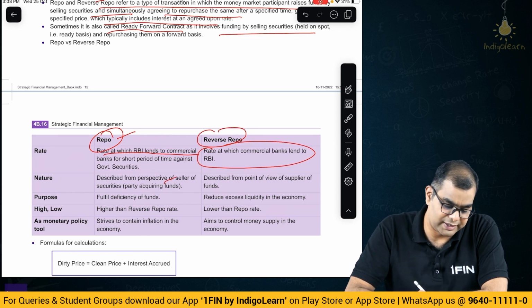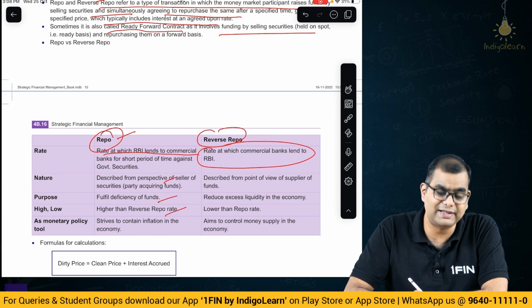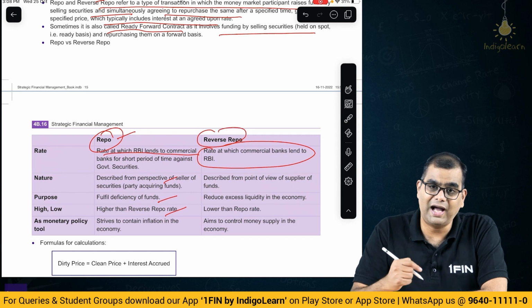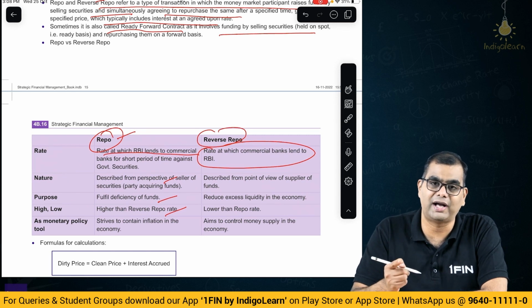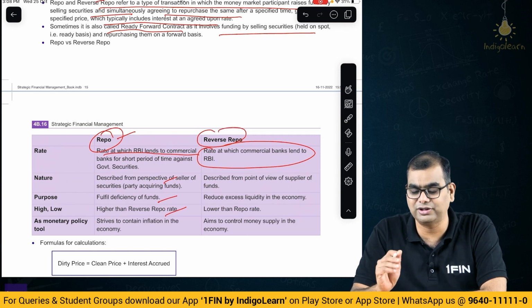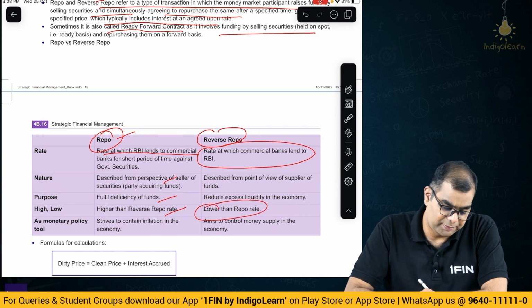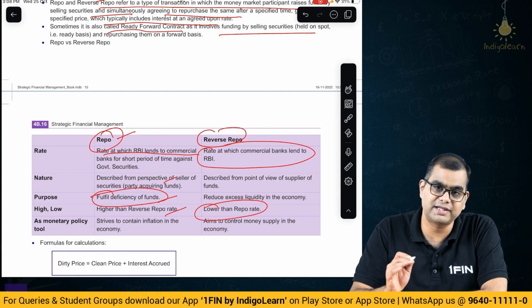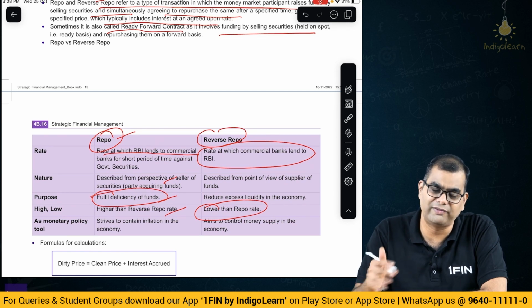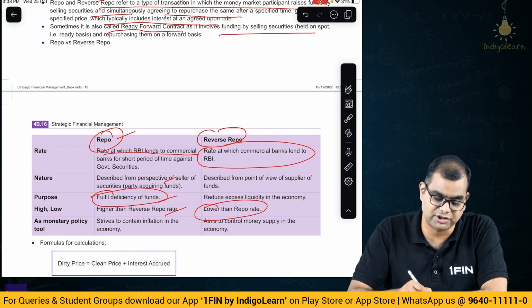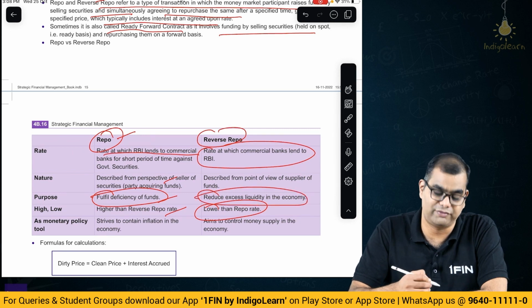Described from the perspective of the seller of securities, it is to fulfill deficiency of funds, higher than reverse repo rate. So, when RBI lends you money, they will lend it at a higher rate. When you lend to RBI, the RBI will give you a lower interest rate, lower than repo rate. Purpose of repo is, in case there is a shortage in market, you will give money to everybody in the market so that there is no liquidity crunch. Whereas if there is excess liquidity, you will do reverse repo.